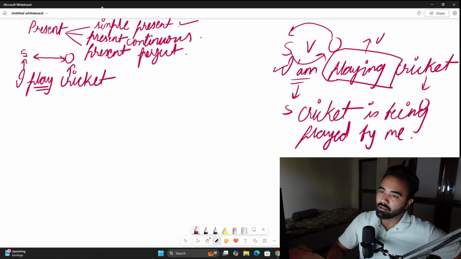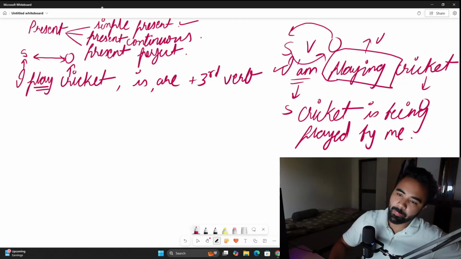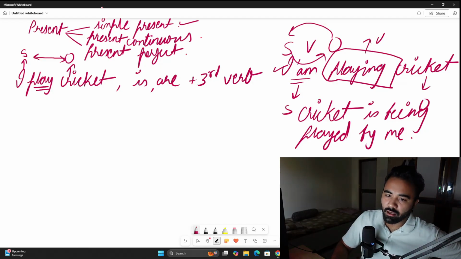So for the simple present tense, the formula is R plus third verb. Okay, so how do I write this as passive? How do I write it as passive?